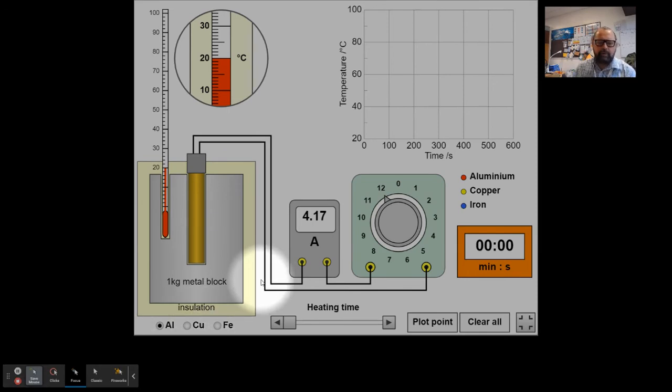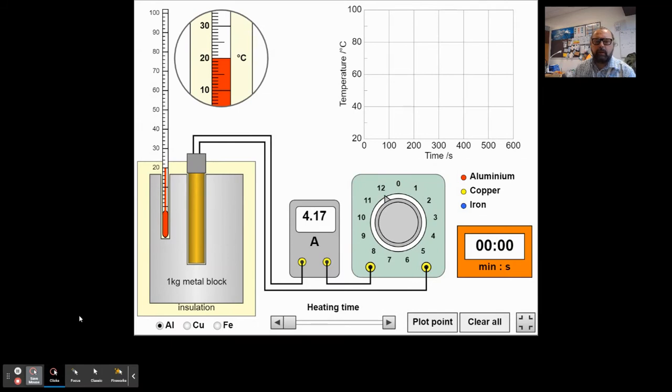Now, very simply, if we want to calculate the specific heat capacity, let's say of aluminium, which we've chosen down here, then we can heat the block until we get a reasonable temperature rise, but we don't want the block to get too hot, because then the error caused by heat being transferred to the surroundings will be too great. So you can see here that I've heated the block for 2 minutes. It's gone from 20 to 26 degrees Celsius.